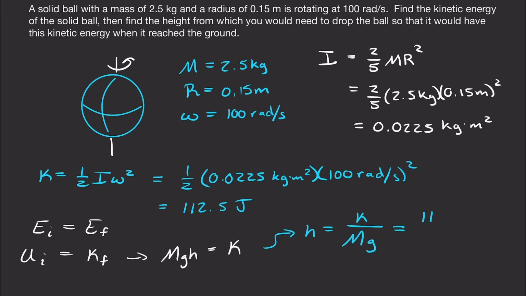So this would be 112.5 joules divided by 2.5 kilograms times 9.8 meters per second squared. That should be a 5. And this gives 4.6 meters.